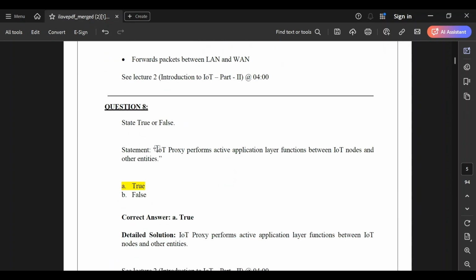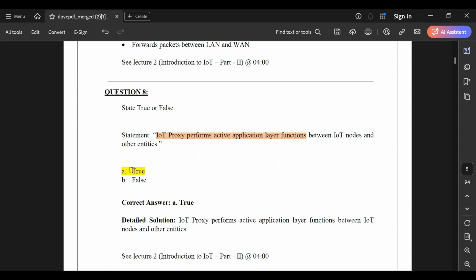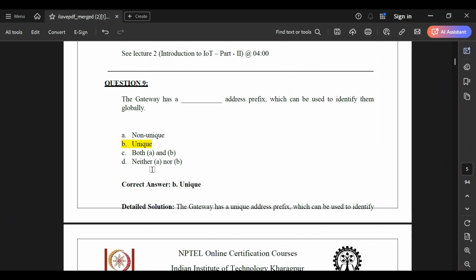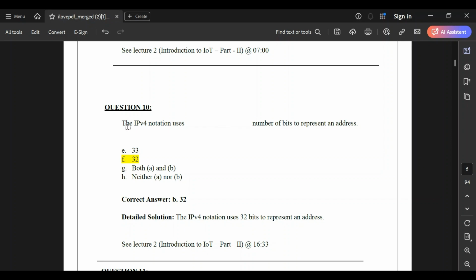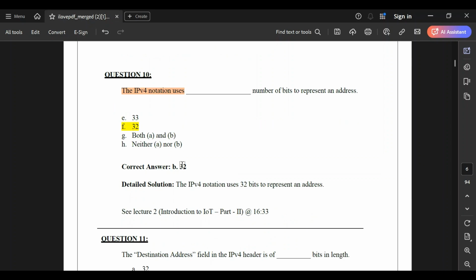Next question, an IoT proxy performs active application layer functions between IoT nodes and other entities. This is true. Moving to the next question, the gateway has a unique address. So each gateway has a unique address. You should know it, so unique is the option. Moving to the next one, the IPv4 notation uses 32 bits. This question has been repeatedly asked, in previous years also. So you can take a note of it.